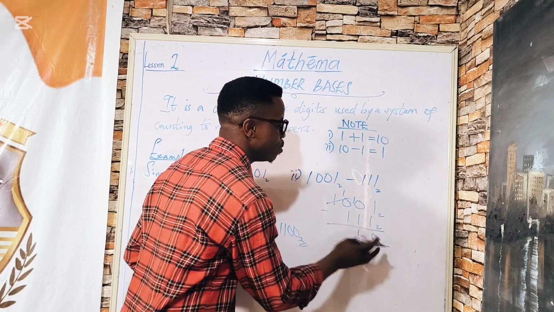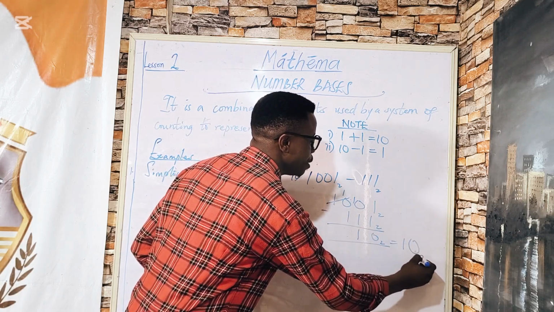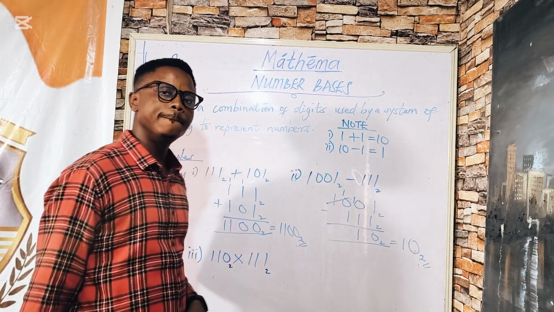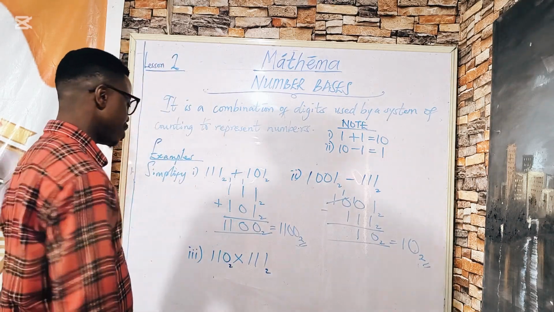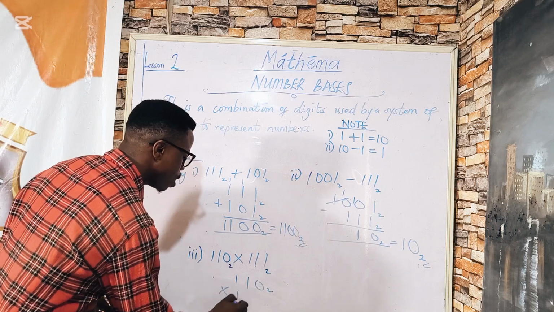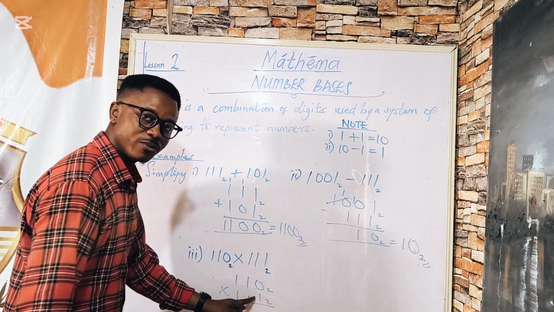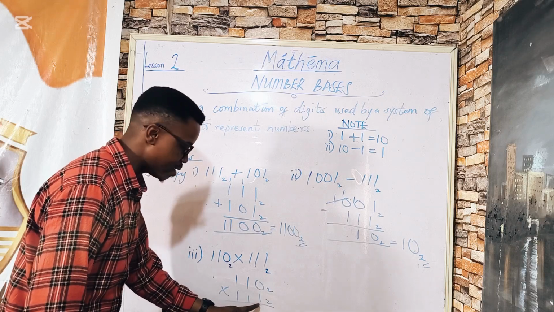We can decide to leave it the way it is in base 2. Our answer here is 10 base 2. While for our last question here, we have 110 in base 2 multiplied by 111 in base 2 as well. To multiply this, we start with the very last digit at the tail end.